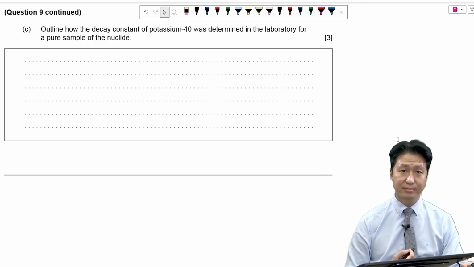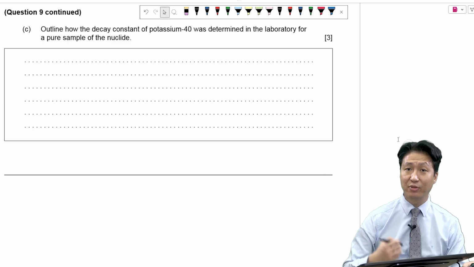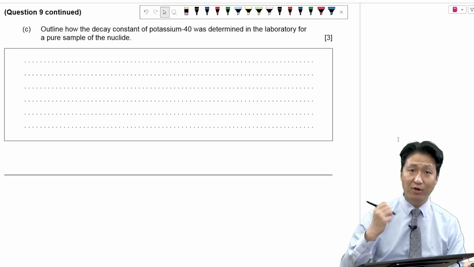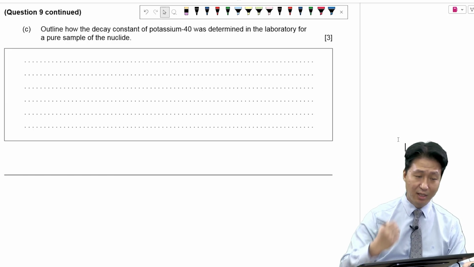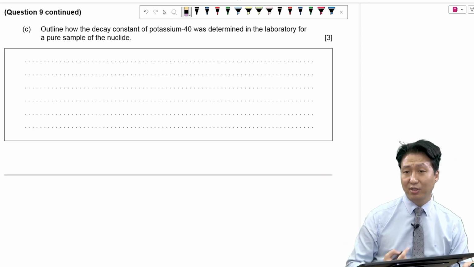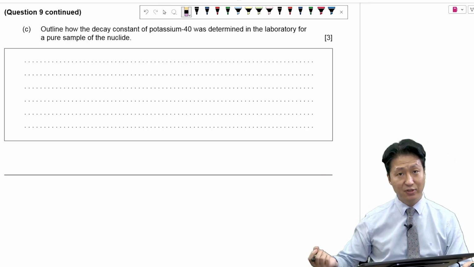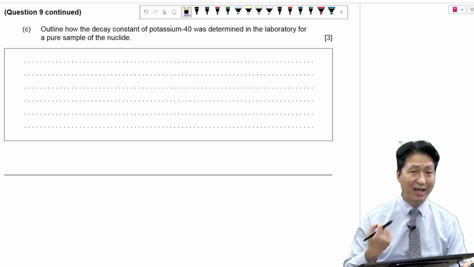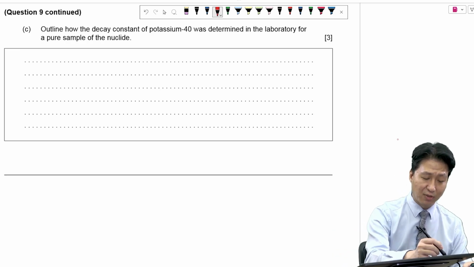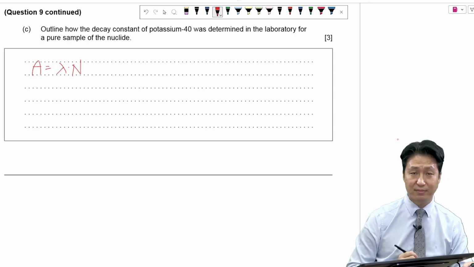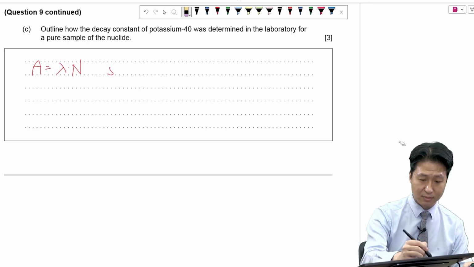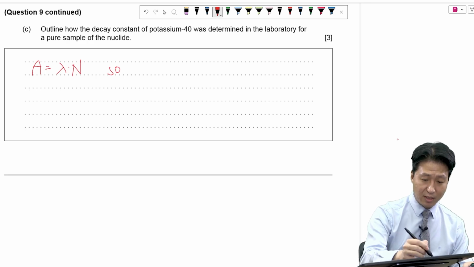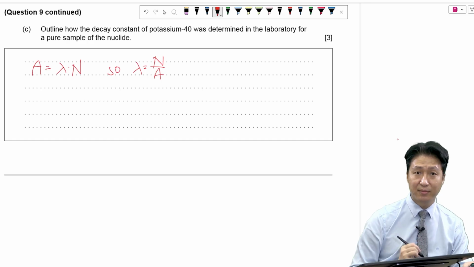But part C says outline how the decay constant of the potassium-40 was determined in the laboratory for a pure sample of this nuclide. In order to find the decay constant, you have two options. You can either find the half-life first, but in this case that is not an option because the half-life is in the billions of years. So you have to use the equation where the activity is equal to the decay constant times the number of nuclides. So the decay constant is equal to the activity divided by the number of atoms in the sample.